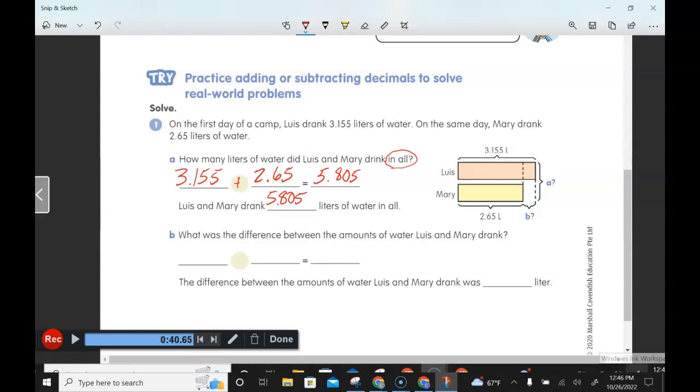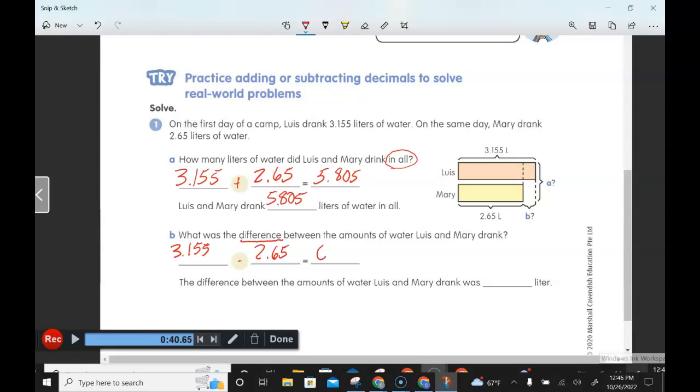Now, letter B, we see what was the difference between the amounts of water Lewis and Mary drank. Now, whenever you see the word difference, that's going to mean subtraction there. So whenever you're finding the difference, you're going to subtract these two amounts. So 3 and 155 thousandths minus 2 and 6,500ths.